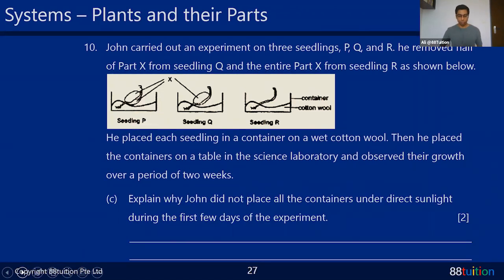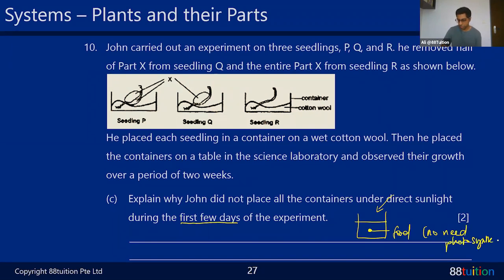Explain why John did not place all the containers under direct sunlight during the first few days of the experiment. Firstly, it's the first few days. That means the seed is still inside the soil. That means there's no light able to penetrate, right? No direct sunlight. Why? Because it doesn't need light. We just discussed that it doesn't need light. It has its own food already. It doesn't need to make food through light, through photosynthesis. No need for photosynthesis. So these are the reasons in quick format.